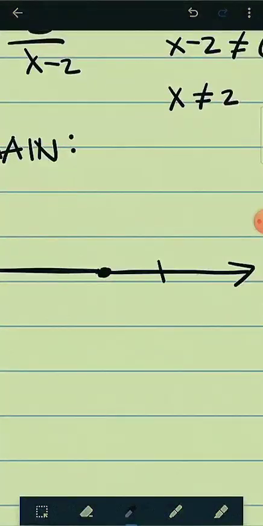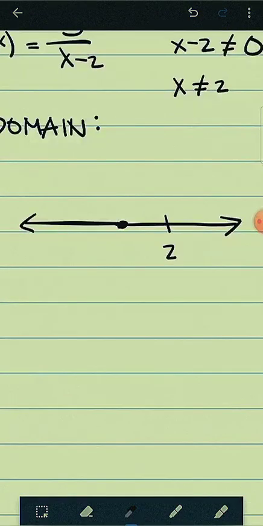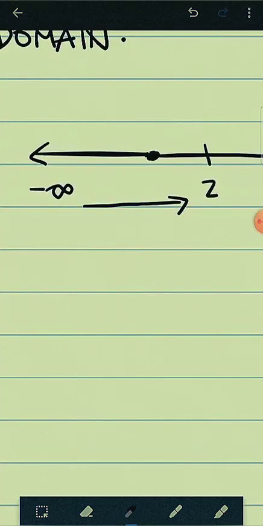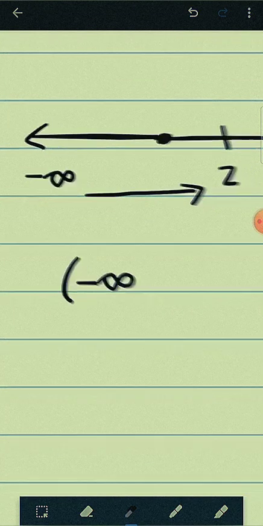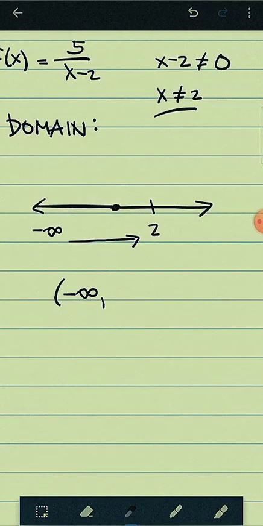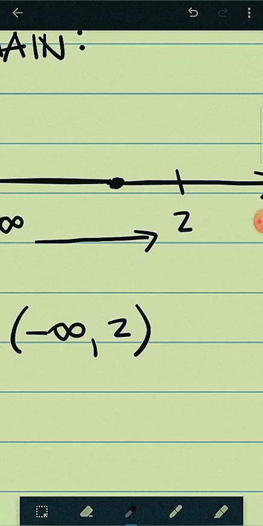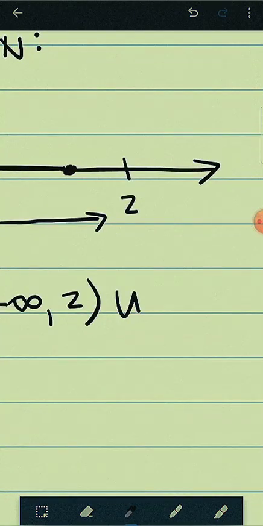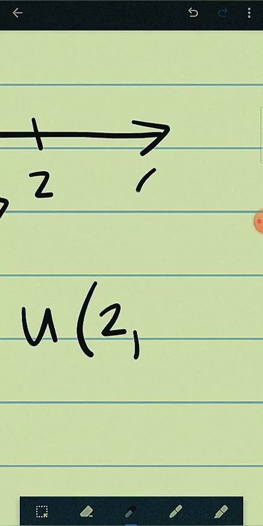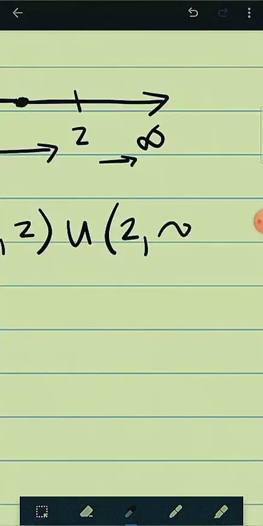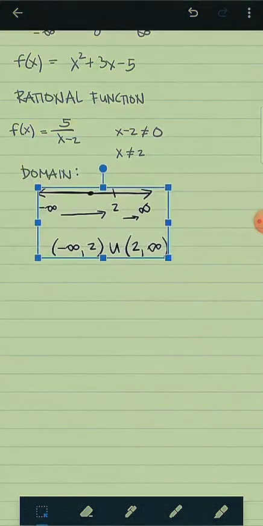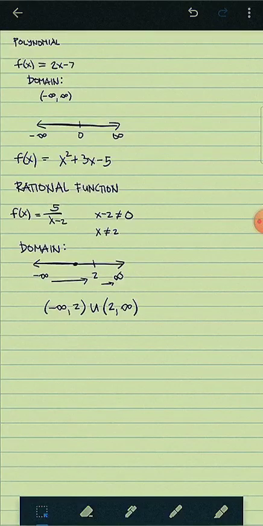If this is 2 here, then from negative infinity, all numbers going up to 2 are possible. So negative infinity, but since 2 is not included, because x cannot be equal to 2, we write 2 and then a parenthesis. And then the union of 2, again not included, to positive infinity. Alright? So this is the domain of this function, if it is a rational function, just like that.